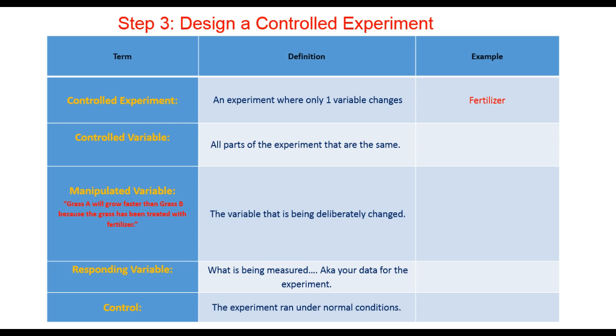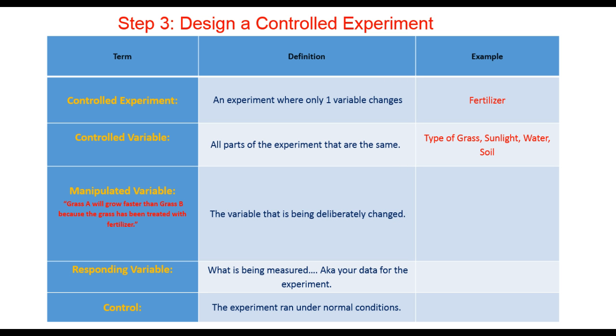Next up is the controlled variable. A controlled variable is all parts of the experiment that are the same, that do not change throughout the experiment. In this experiment, we have several. The types of grass being used, sunlight, water, soil, are all controlled variables.